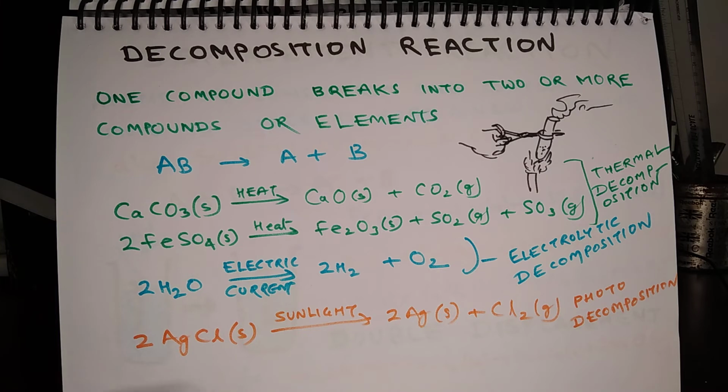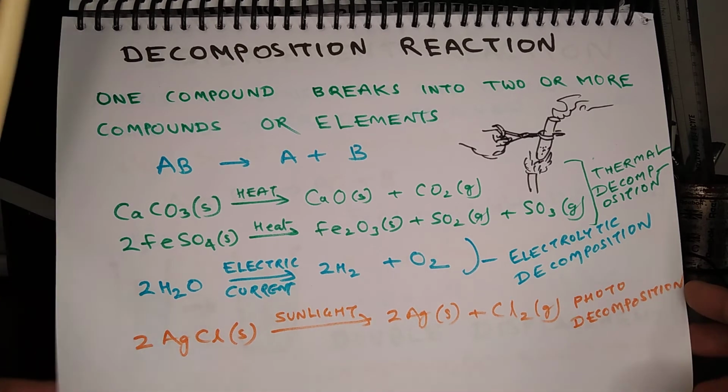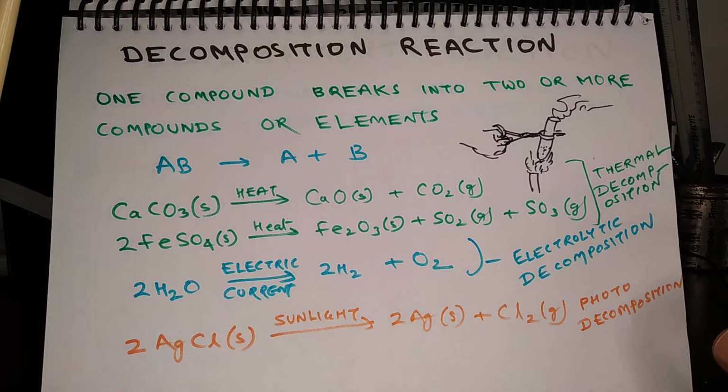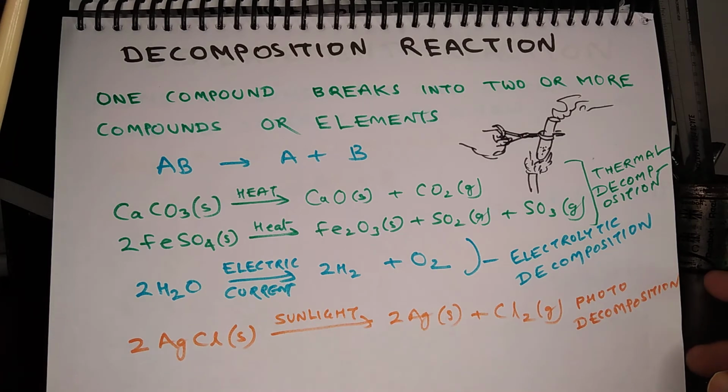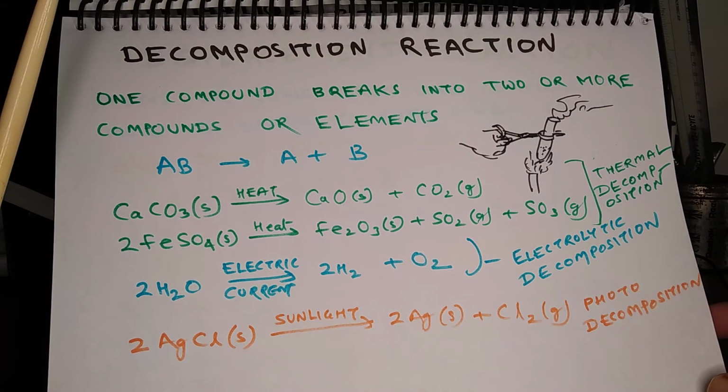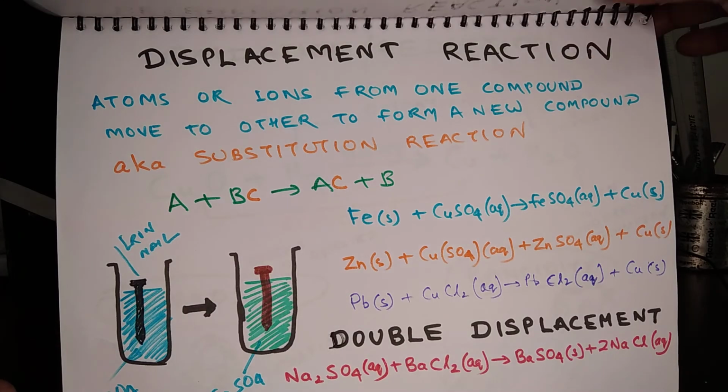When silver chloride powder is exposed to sunlight, it decomposes to give silver and chlorine. So the equation is 2AgCl is equal to 2Ag plus Cl2. And now this decomposition is taking place because of light, photon. So this is called photo decomposition. So you can remember three types: thermal decomposition, electrolytic decomposition, and photo decomposition.